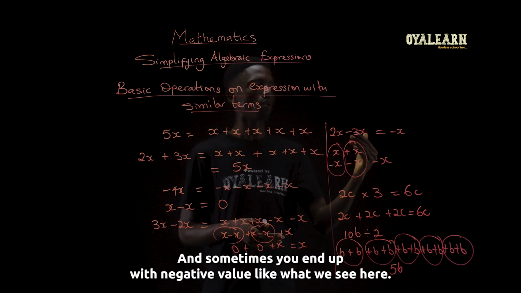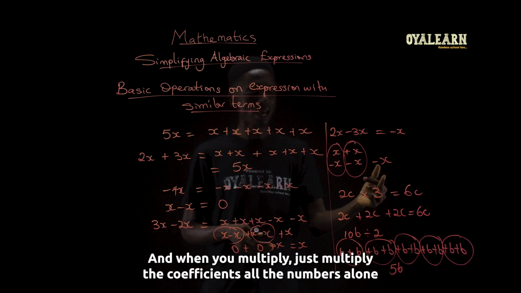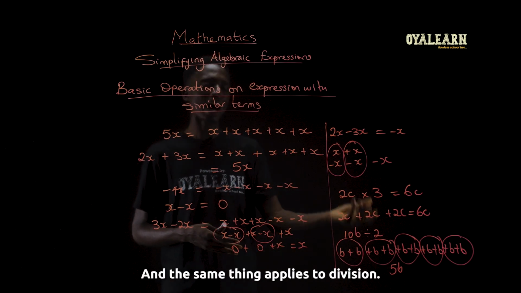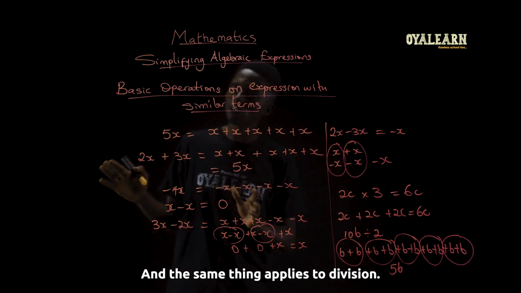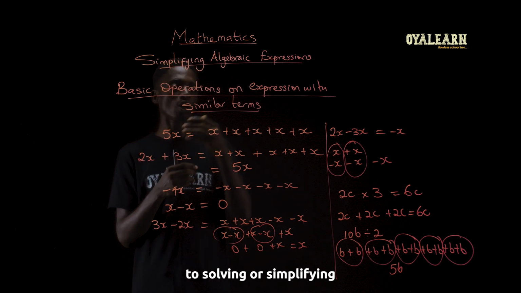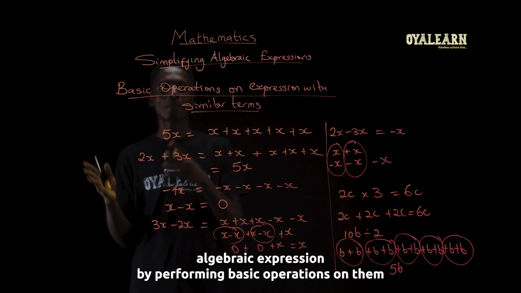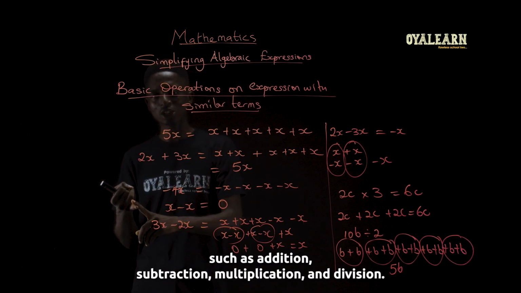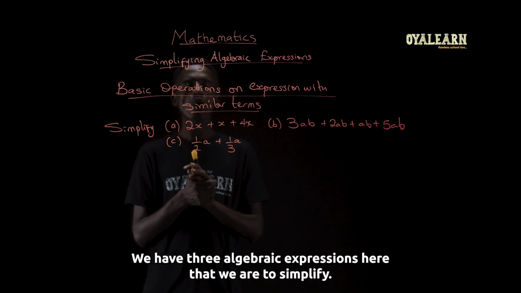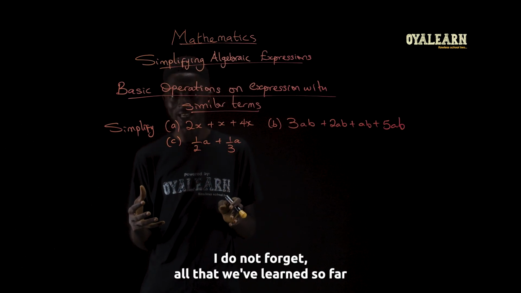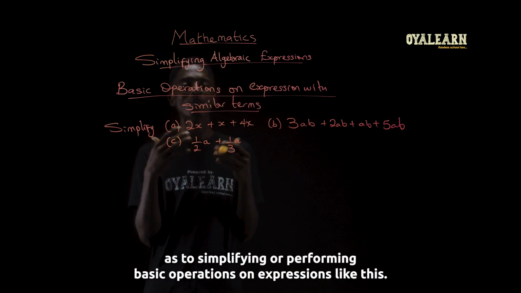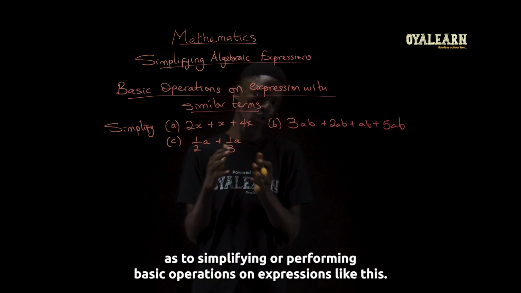And sometimes you end up with negative value like what we see here. And when you multiply, just multiply the coefficients or the numbers alone and you get the same answer. And the same thing applies to division. Now let's take a look at some questions and apply this knowledge to solving or simplifying algebraic expression by performing basic operations on them, such as addition, subtraction, multiplication, and division. We have 3 algebraic expressions here that we are to simplify. Do not forget all that we've learned so far as to simplifying or performing basic operations on expressions like this.